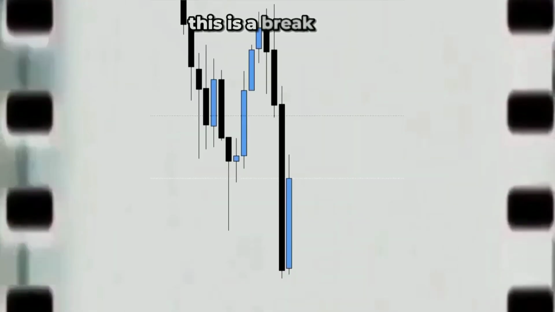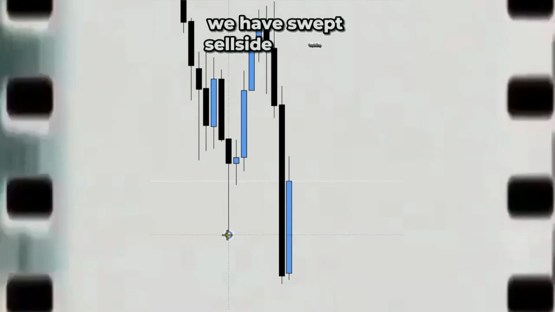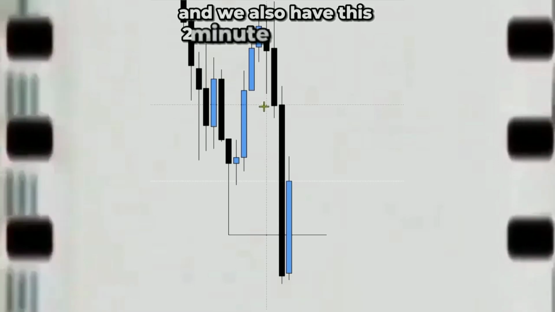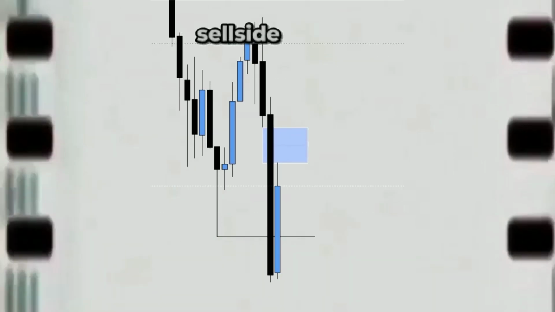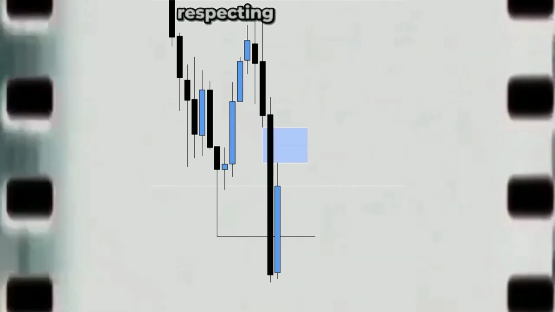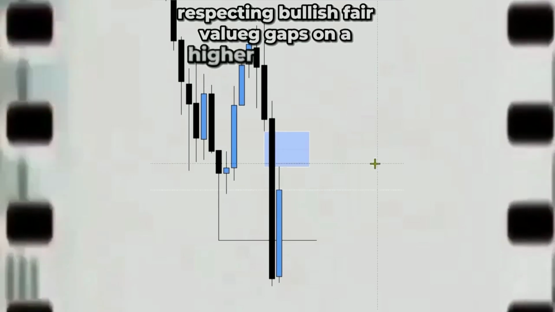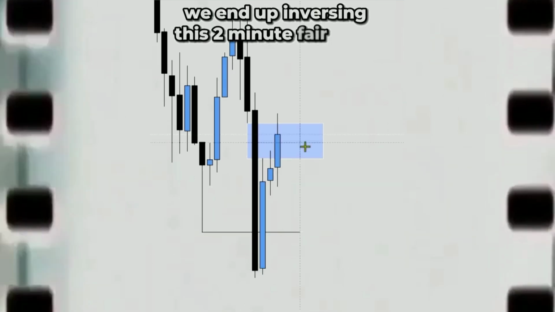This is a break-even trade that I took today. So as you can see, we have swept sell-side liquidity and we also have this 2-minute bearish fair value gap. Now, my idea for today was to go long, especially because we have taken out so much sell-side liquidity and we are still respecting bullish fair value gaps on higher time frames. So we have this 2-minute bearish fair value gap. As you can see, we end up inversing this 2-minute fair value gap.